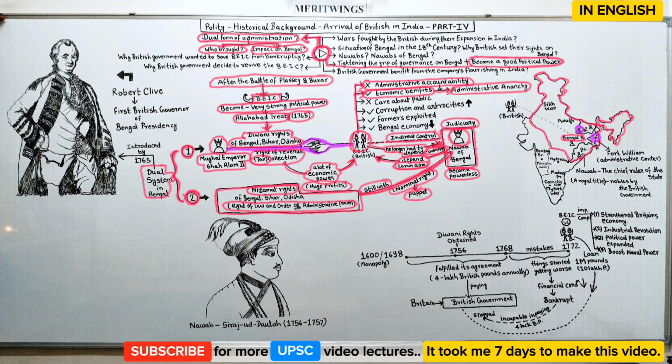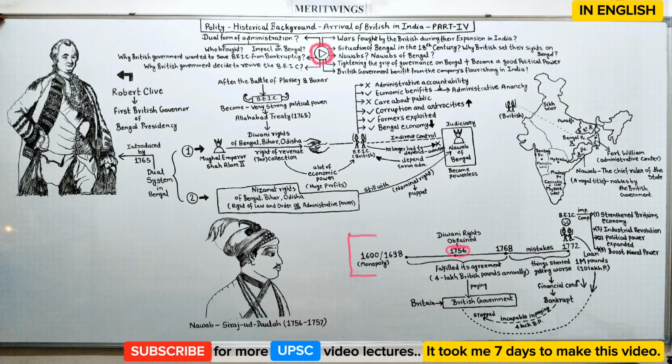The British used to collect revenue, but the responsibility of administration, that is justice and law and order, was with the Nawab. The Nawab had to depend on revenue to run the administration, which was now in the hands of the British. The British had no administrative accountability, yet they kept getting economic benefits. This led to administrative anarchy, because the Nawab did not have power and the British did not care about the public. Corruptions and atrocities increased because there was no fixed responsibility of the administration. The farmers were exploited and the economic condition of Bengal deteriorated.